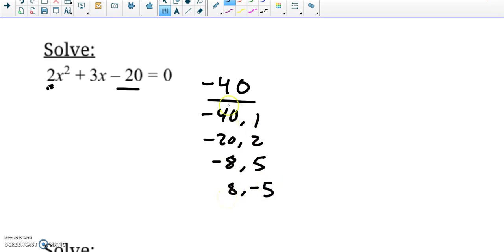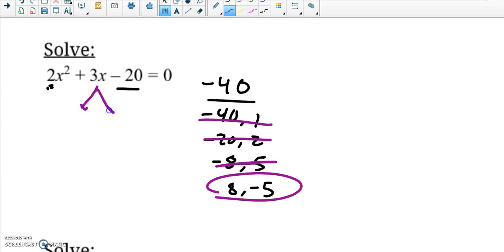All right, so I look through these, saying, do any of these add up to 3? Nope. Nope. This adds up to negative 3, so it seems close, but it's not exactly right. Flip those signs. 8 and negative 5 add up to negative 3. So now I know how I'm going to split that 3x. I'm going to split it into an 8x and a minus 5x. Going to bring down the 2x squared. I'm going to bring down the minus 20.